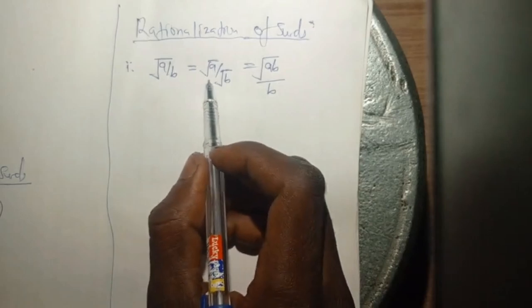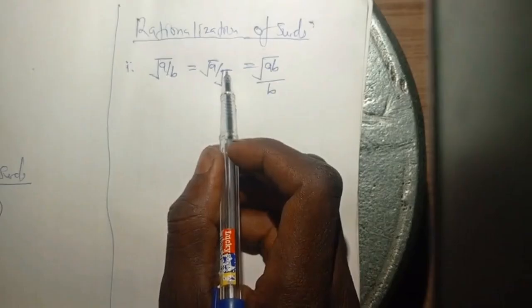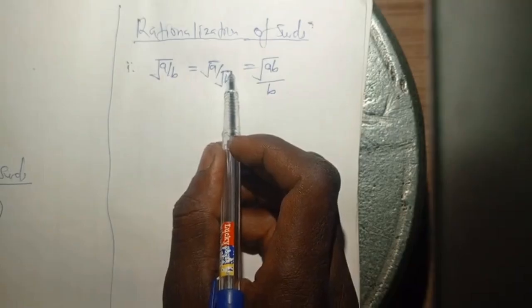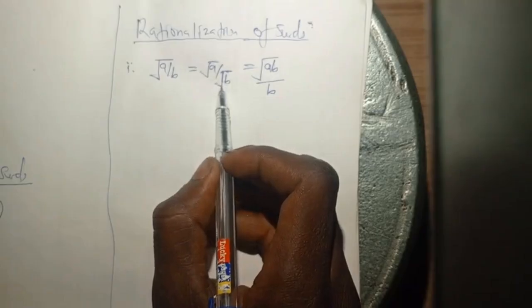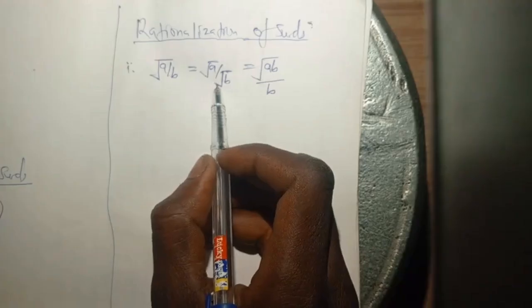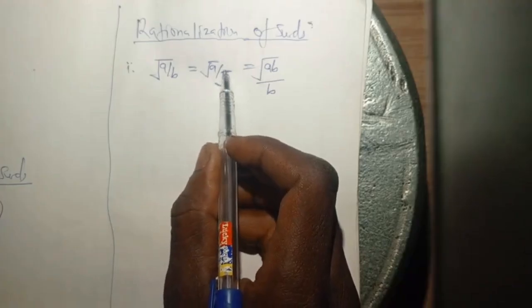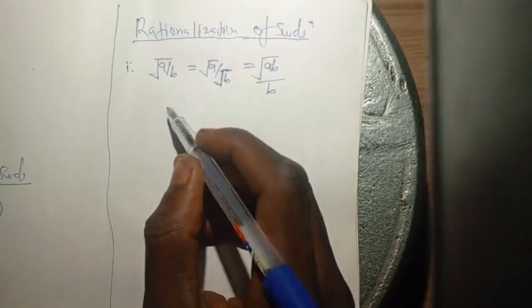So generally, we are not supposed to leave the answer of a given sort, especially in the denominator, with a root. So we have to find a way of eliminating the roots, and this is called rationalization. Now examples.